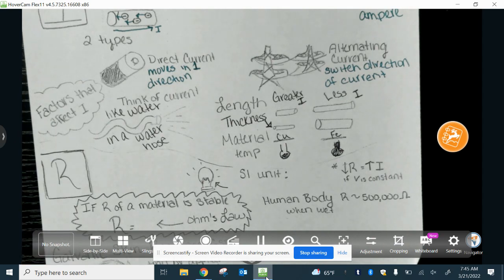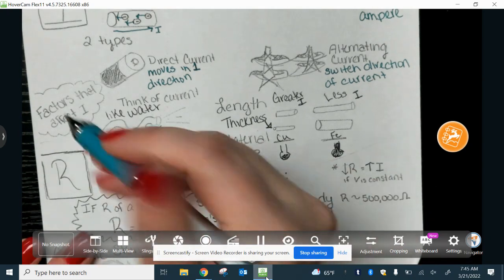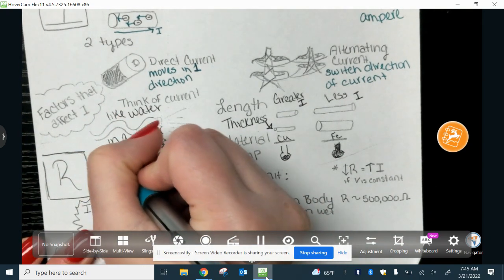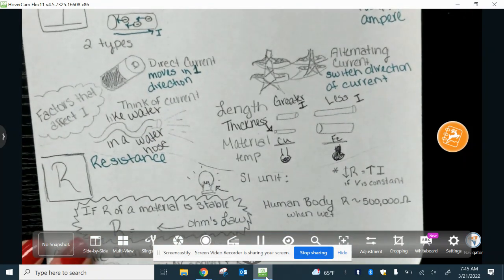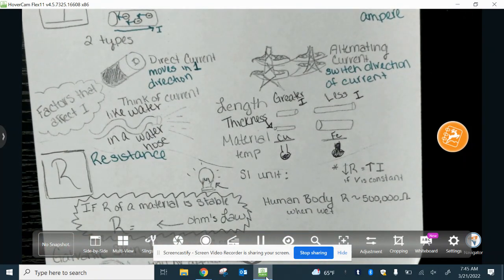All right. So we have V, or delta V, the potential difference. We have I, that's current. The last one is going to be resistance. This is the opposition of current by a material or device.